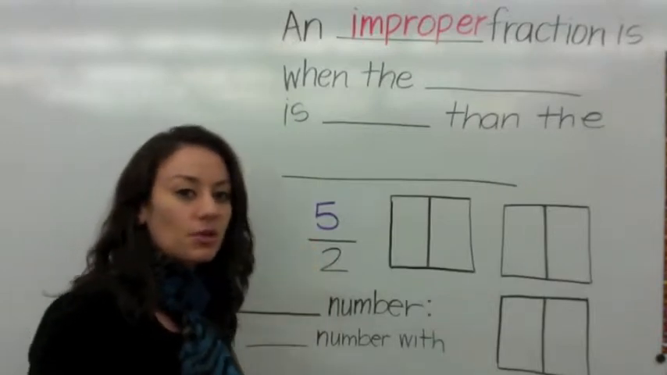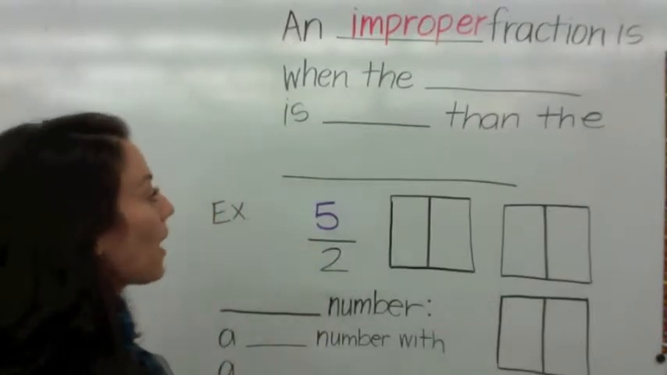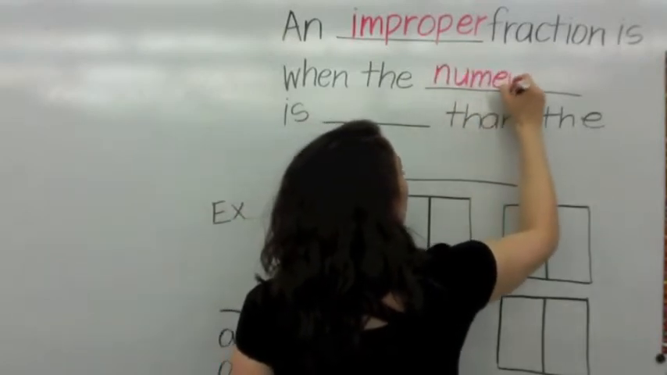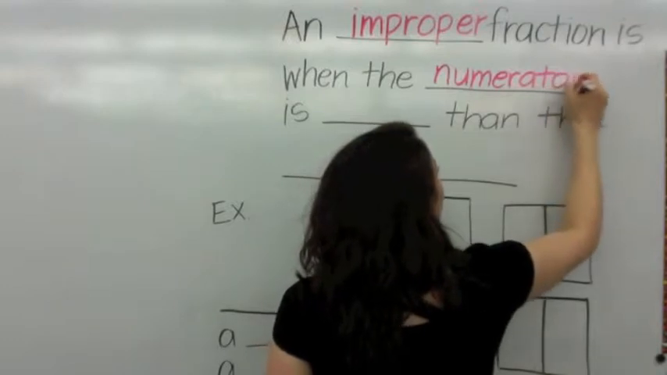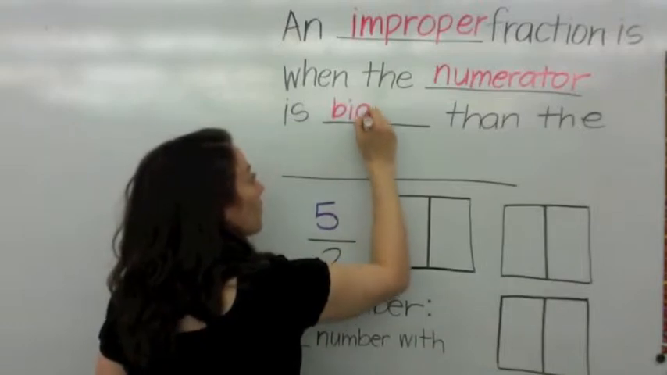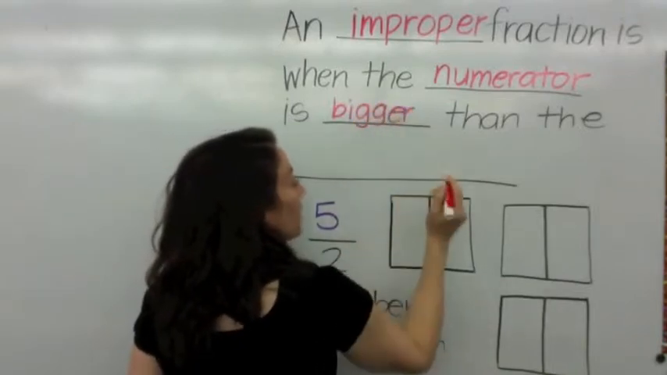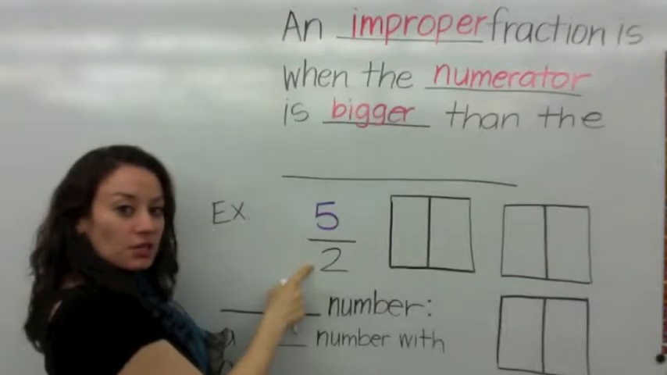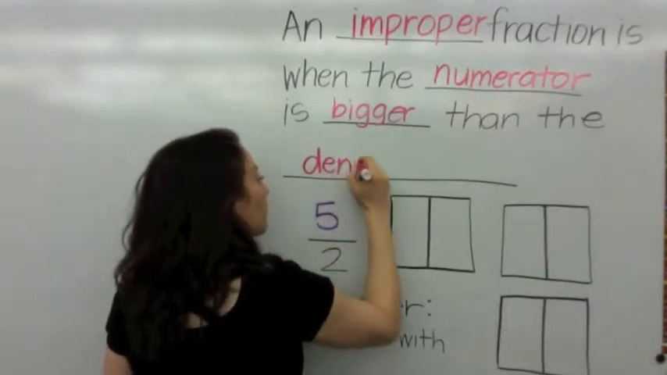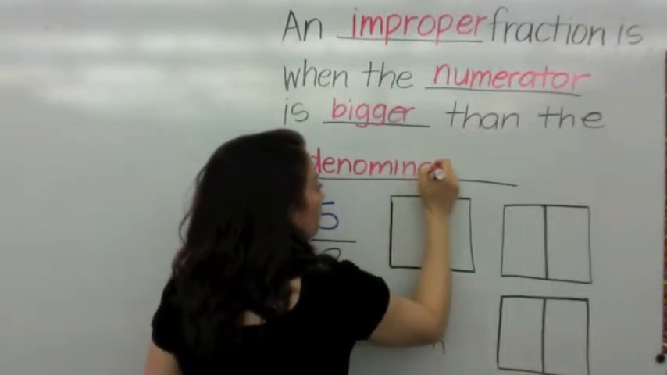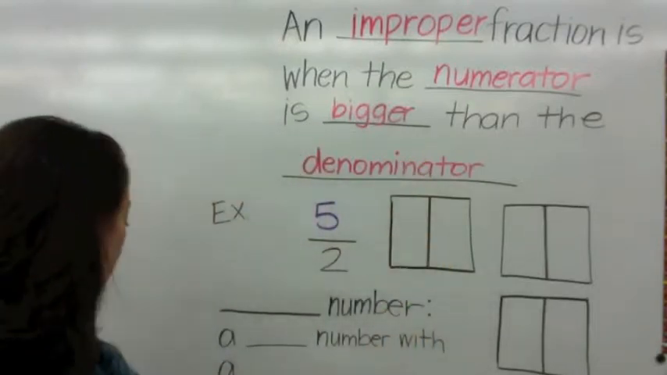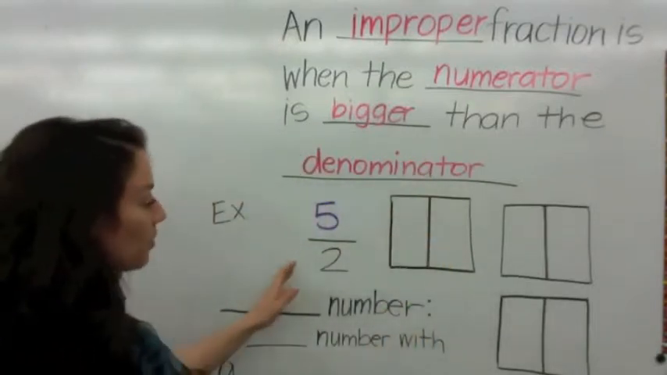Yes. So an improper fraction is when the numerator is bigger than the, what do you call the bottom of a fraction? It's called what? The denominator. Okay? So let me show you what we're going to do today with improper fractions.